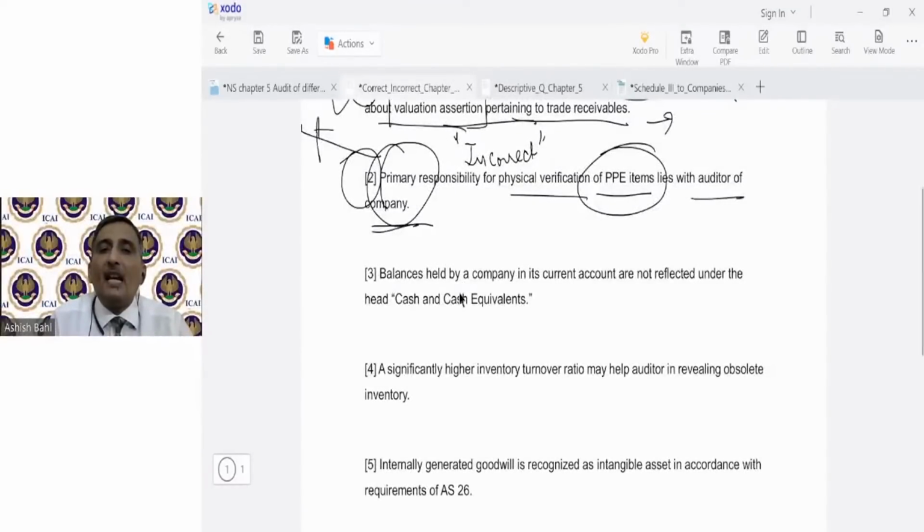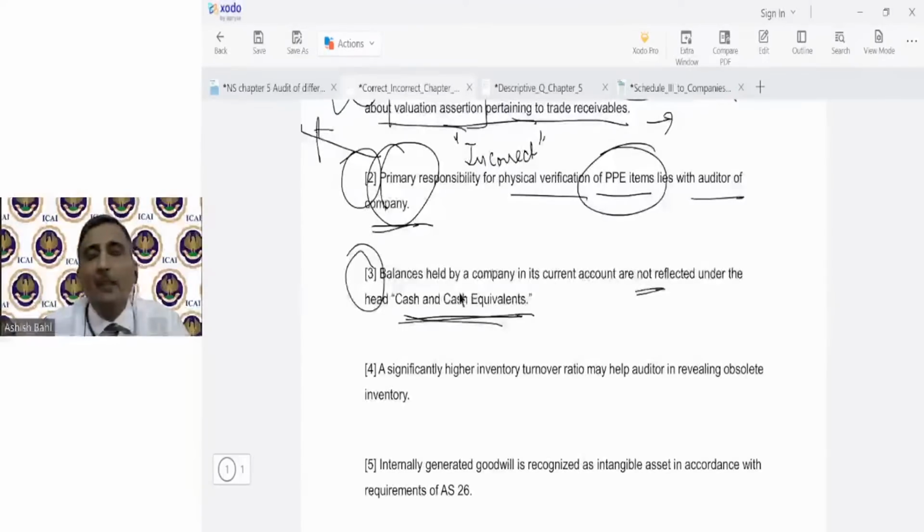Balances held by a company in its current account are not reflected under the head cash and cash equivalents. कितने सिंपल क्वेश्चंस हैं स्टूडेंट्स, how simple these are, just smooth, just a simple cake walk, very simple questions. So balances held by a company in its current account are not reflected under the head. So this is patently wrong. This is incorrect. These are reflected.